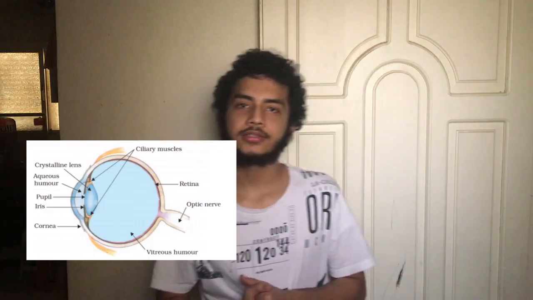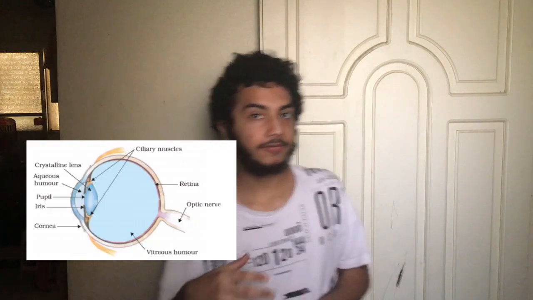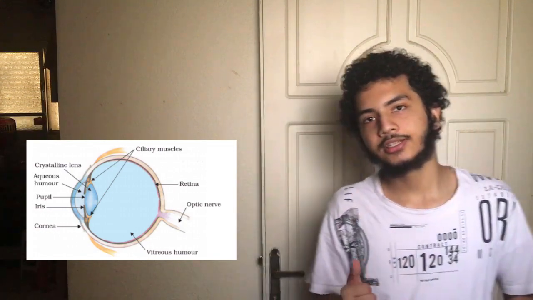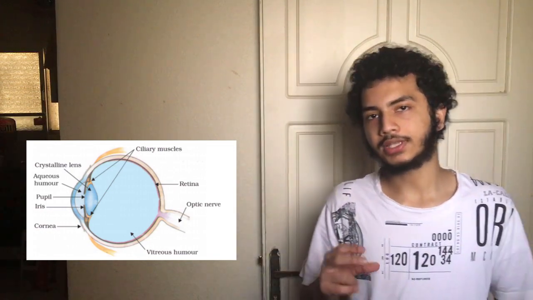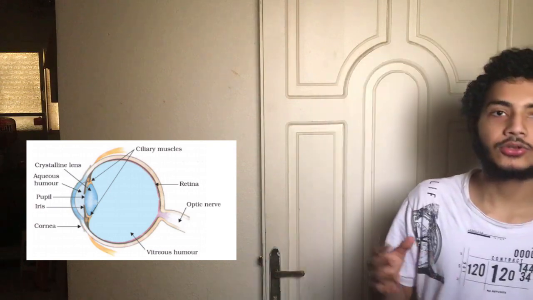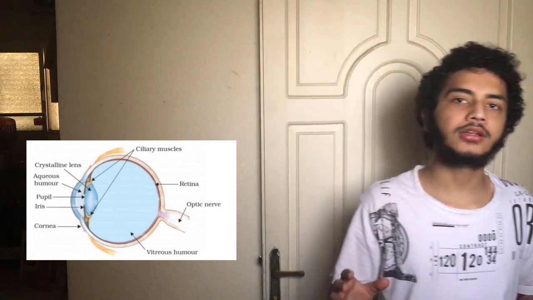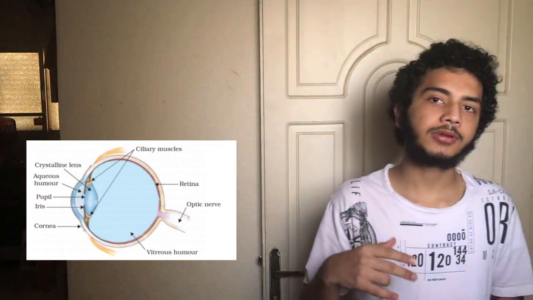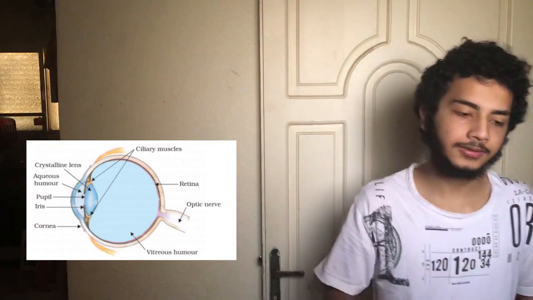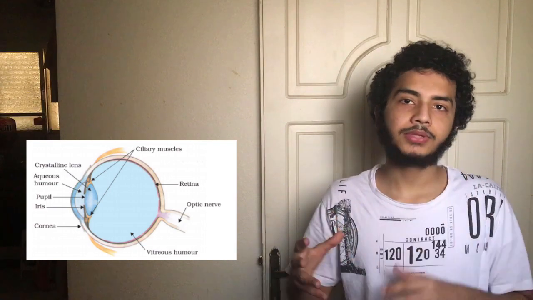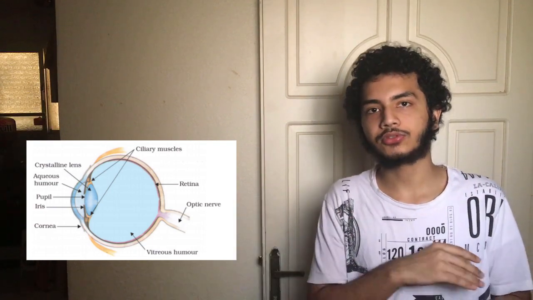Now that you know how lenses work, let's look at the human eye. And if you are smart, you might notice that this part looks a lot like a convex lens. And you are correct. This is called the crystalline lens. Although most of the refraction is done by the cornea, a transparent bulge in front of the eye, we assume that the crystalline lens does most of the refraction.